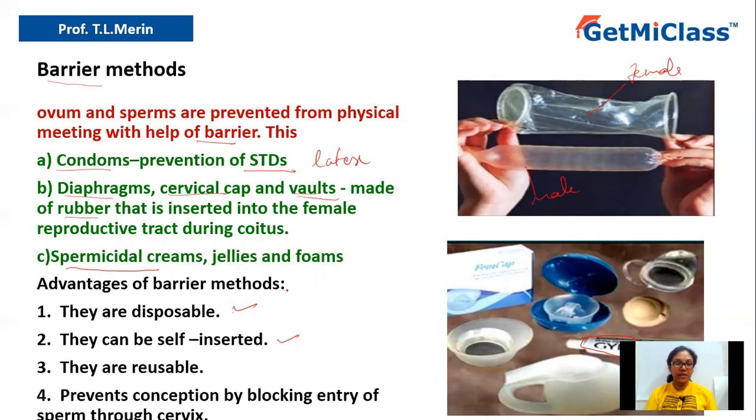If it is a condom, it can be easily disposed of. Some of these, the diaphragm, cervical cap and vaults, are reusable. They can be washed and reused. They prevent conception by blocking the entry of sperms through the cervix. So that is the main principle here: prevention of conception by blocking the entry of the sperms into the cervix.